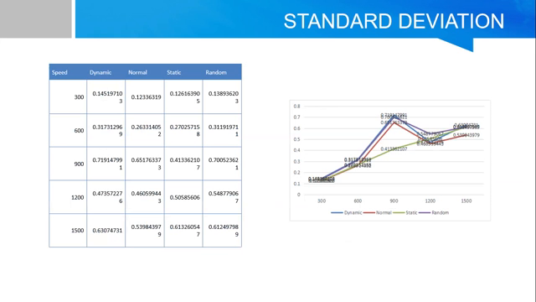And the standard deviation was shown that under 900 RPM, a sudden spike in reading can be obtained from dynamic, normal, and random, which means that at 900 RPM, there's a higher chance for the rotor to fail.